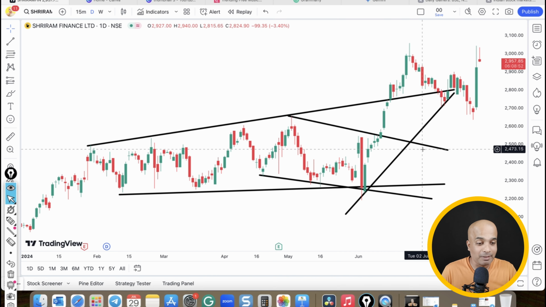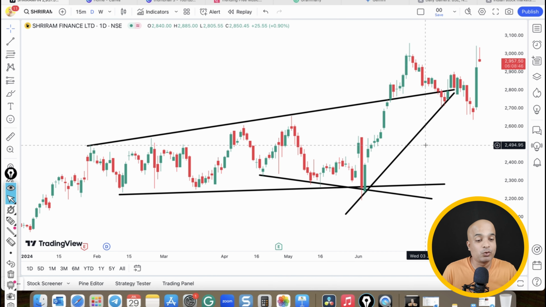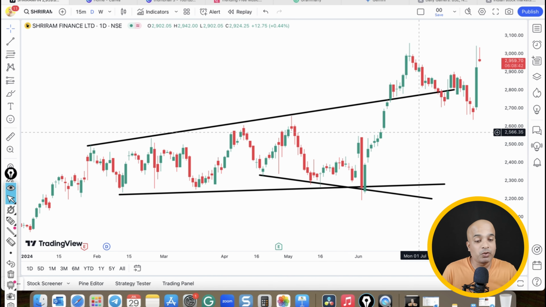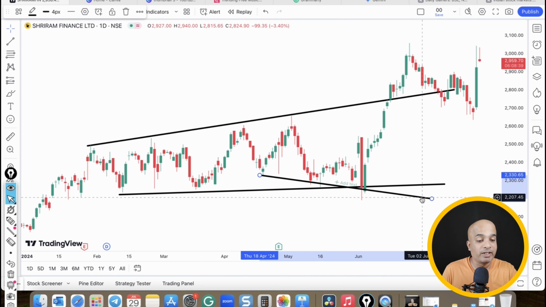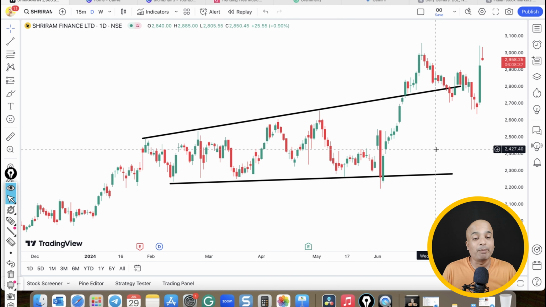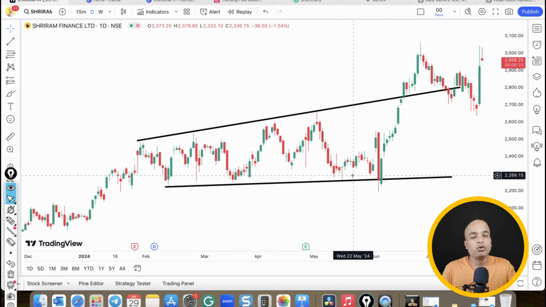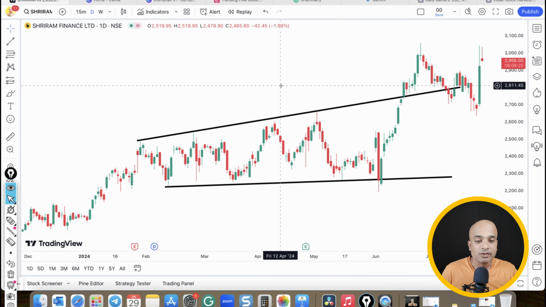So the simple and basic thumb rule is, you should not draw more than two trend lines. Two lines are more than enough. Whatever you want to convey, you should convey within two trend lines maximum. You should not draw a third trend line, because again it starts increasing the complication. So that is the idea.